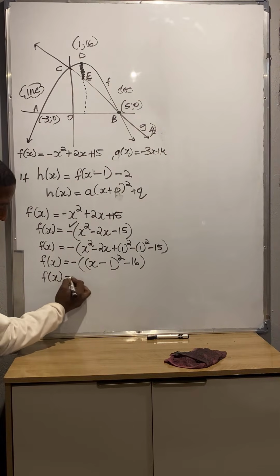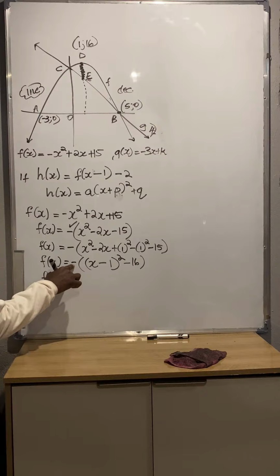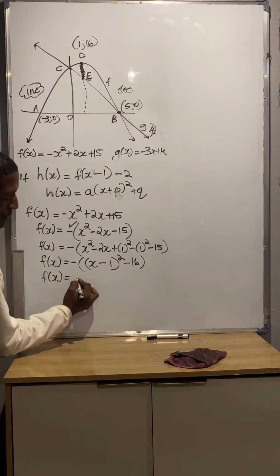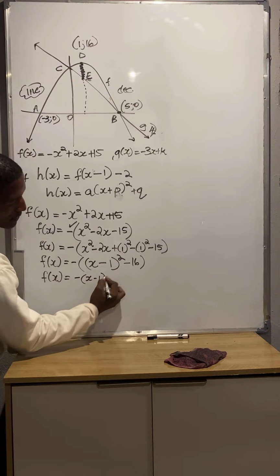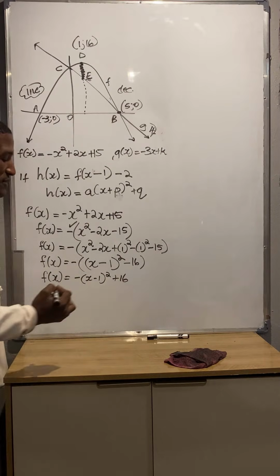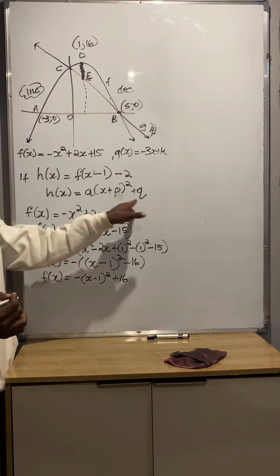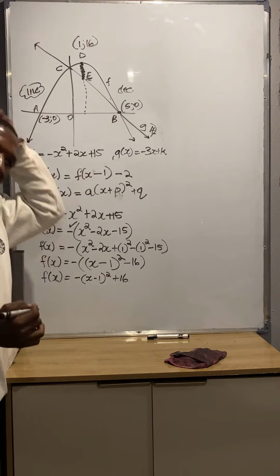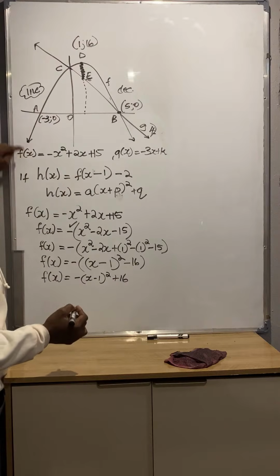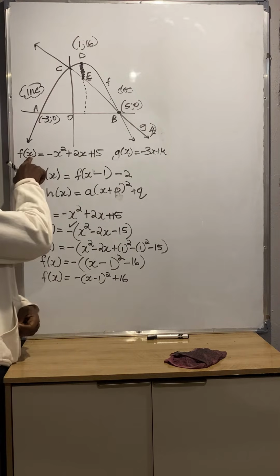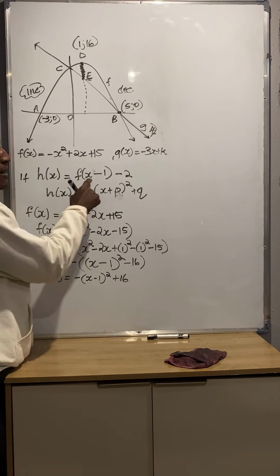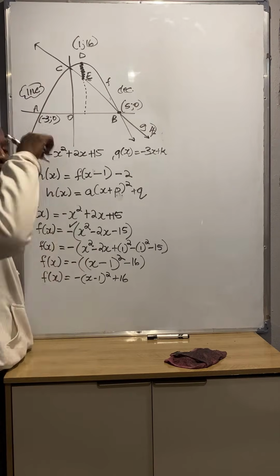It's going to be f(x). Let's multiply everything by negative 1. Therefore, negative 1 multiplied by (x minus 1) squared, negative (x minus 1) squared. Then negative multiplied by negative is positive what? Positive 16. So, in f(x), x becomes x minus 1.